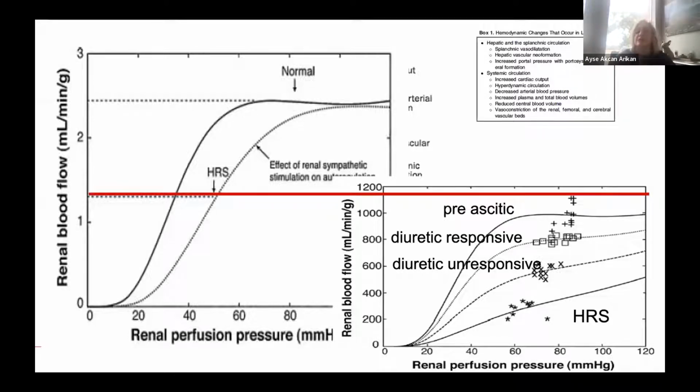And this is a progressive phenomenon from pre-ascitic liver disease to diuretic unresponsive to hepatorenal syndrome, but does not have to follow these steps with a trigger. Pre-ascitic or diuretic responsive ascites could easily turn into hepatorenal syndrome. Typically, that trigger is infectious.